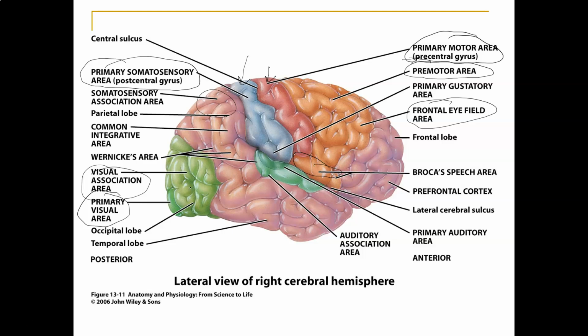We also have a visual association area that allows us to identify visual objects that we see. So if I hold up an apple, you see it with your primary visual area, but you identify it as an apple using your visual association area. You've seen apples before. So it's against a memory bank for visual information.